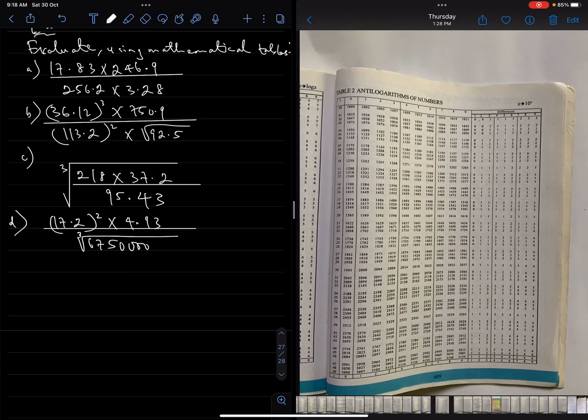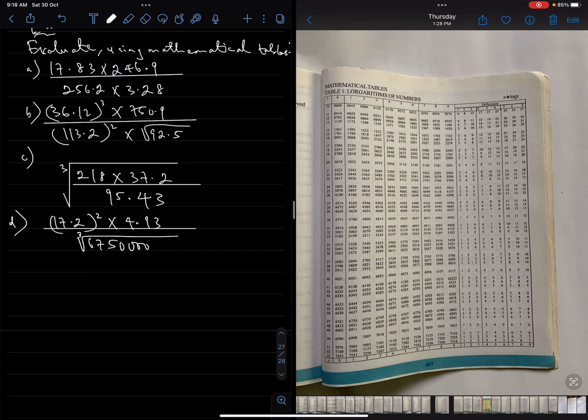Table of logarithms. Is that it? Logarithm of numbers, yes. These are the tables we need. So let's go to the solution.